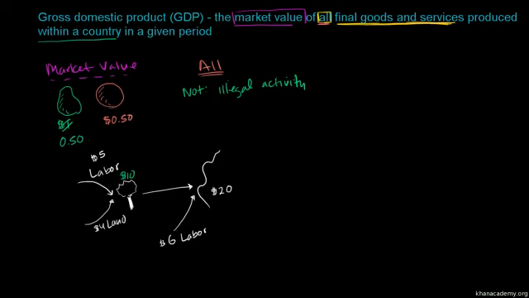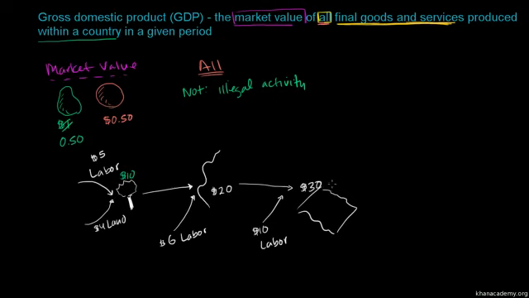Let me stay with white just because I started there. I could take that $20 thread and put in some more labor. Maybe I could take $10 of labor. And then I could essentially create $30 worth of cotton fabric.